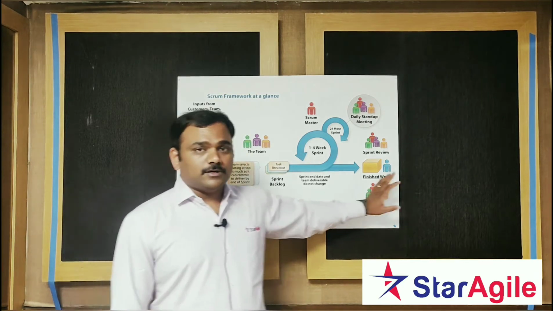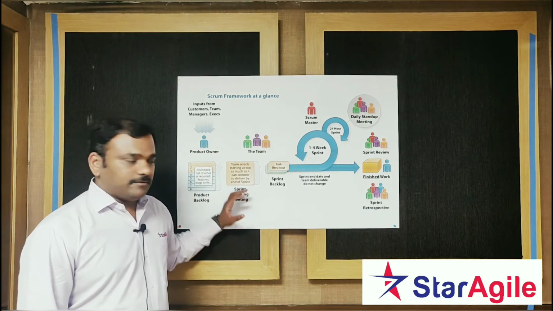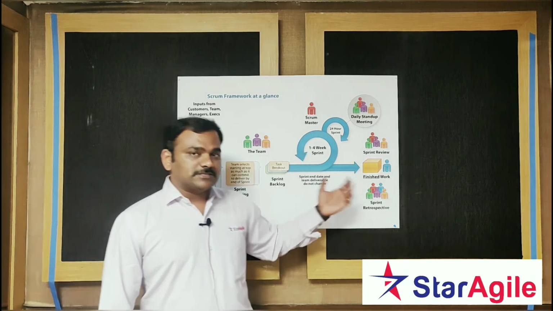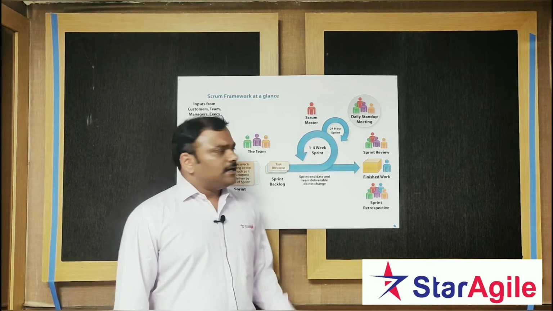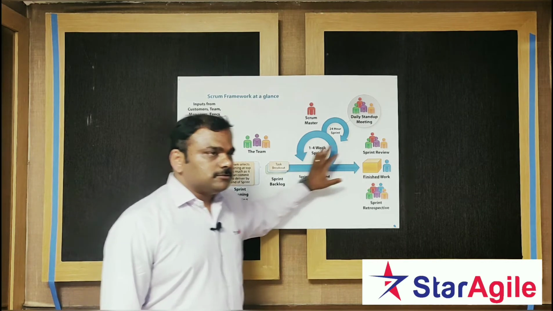So once the retrospective is over, the sprint is done, then you are back to square one. The next sprint starts again, where you can plan for the sprint, you have a sprint backlog, and things continue that way.